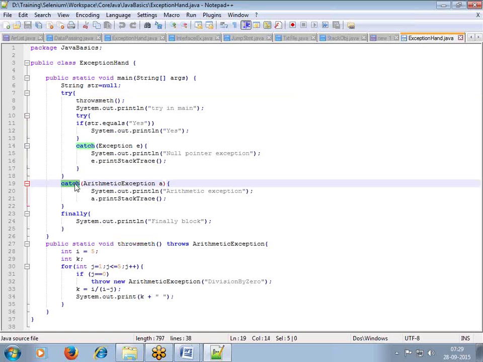Got it? That means this method will throw some exception. That exception will be caught by this catch block. That means the exception thrown inside this method will be handled inside the main method's try block, catch block. Understand?